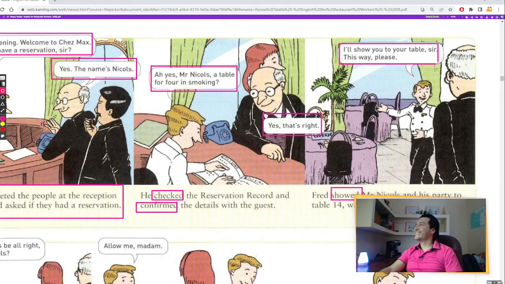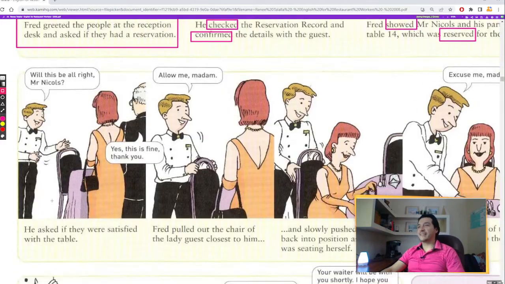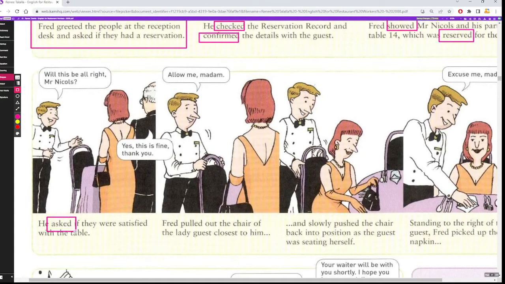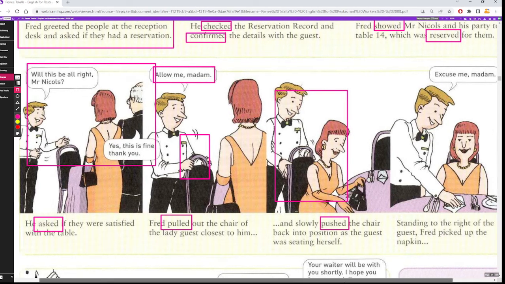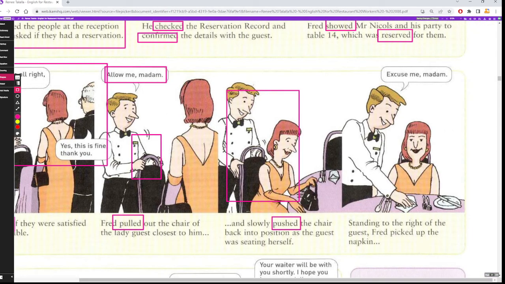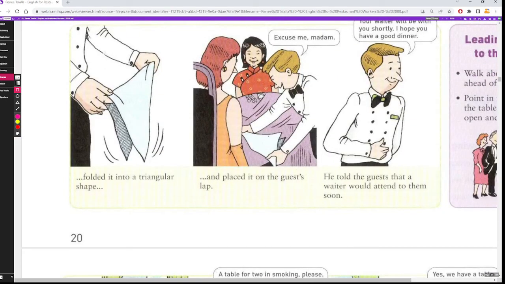I'll show you to your table, sir. This way, please. He asked if they were satisfied with the table. Will this be all right, Mr. Nichols? Yes, this is fine, thank you. Fred pulled out the chair of the lady guest closest to him. Allow me, madam. And slowly pushed the chair back into position as the guest was seating herself. Standing to the right of the guest, Fred picked up the napkin. Excuse me, madam. Folded it into a triangular shape and placed it on the guest's lap.